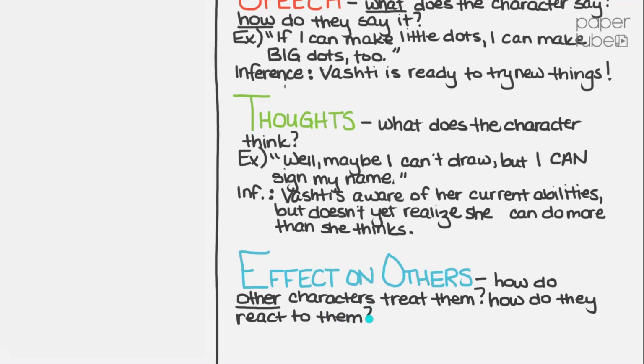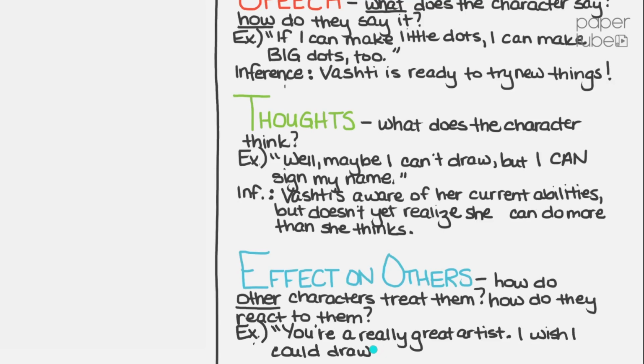The E in STEAL stands for effect on others. Good characters have an effect on the characters around them, just like real people have an effect on the people around them. So how do other characters treat them, and how do other characters react to the character that you're analyzing? So the quote I found in The Dot that shows Vashti having an effect on another person is this one.